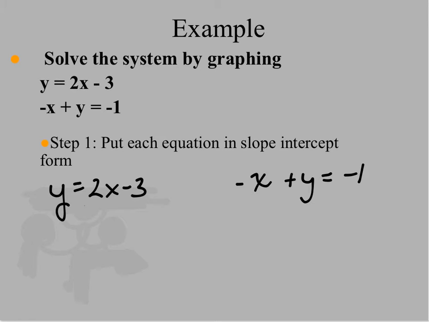Let's go ahead and try another example. The first step is to put each equation in slope-intercept form. As you can see, the first equation is already in y equals mx plus b form, so we're set. But the second is not. It's in standard form. So let's add x to both sides to isolate the y. We get y equals x minus 1. So now both equations are in slope-intercept form.